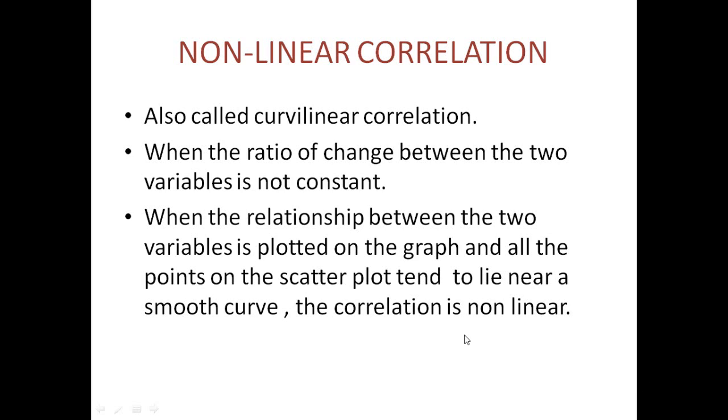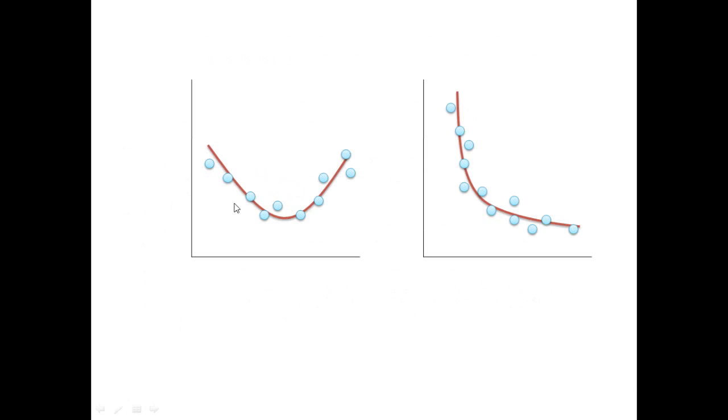So if we plot the relationship between such variables on a graph, the scatter plot which we will get will be like this. Let us see how it will look. So these are the two possible scenarios in which the data which we have collected can be represented.